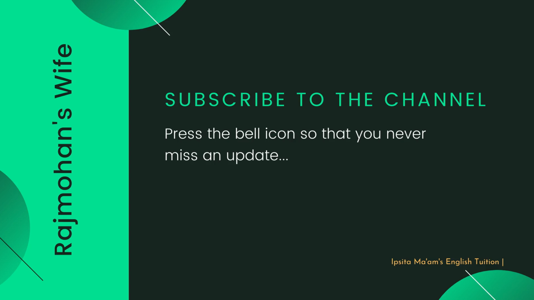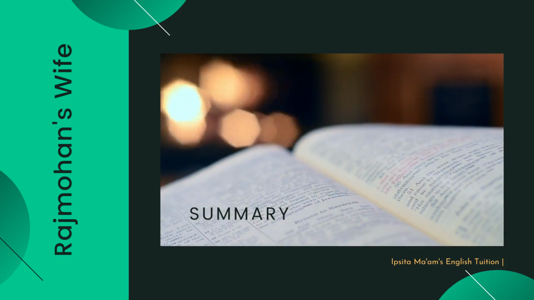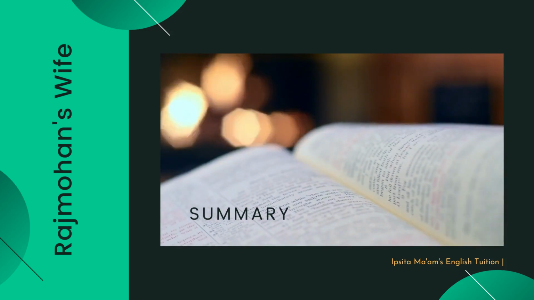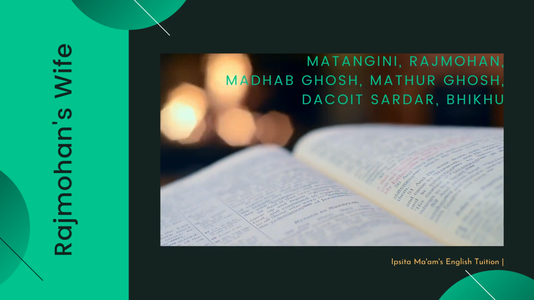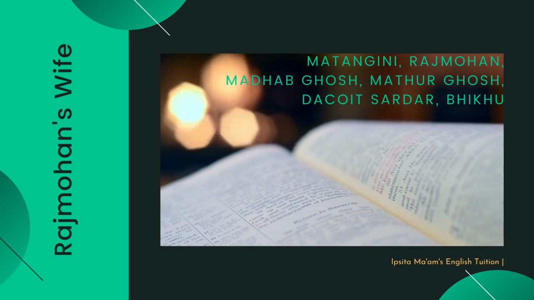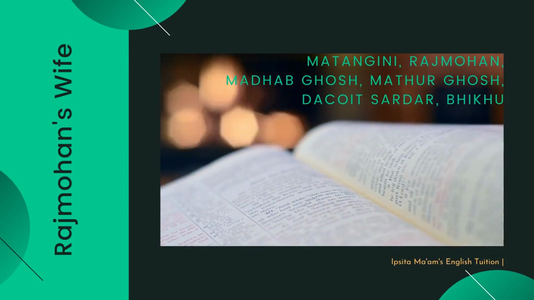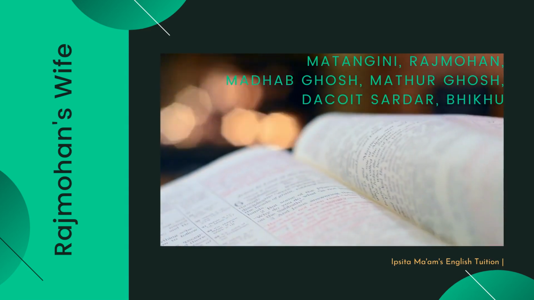However, regarding the summary, to start with, the location of Rajmohan's Wife is rural Bengal, a place called Radhaganj. The main characters of the novel are Matangini, who is Rajmohan's wife, Rajmohan himself, Madhav Ghosh, husband of Matangini's sister Hemangini, Mothur Ghosh, who is Madhav's cousin, the dacoit Sardar, and his assistant Bhikhu.